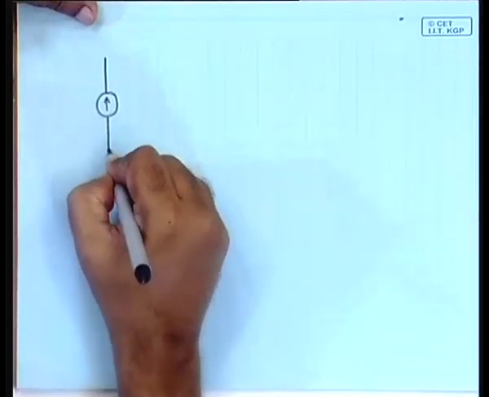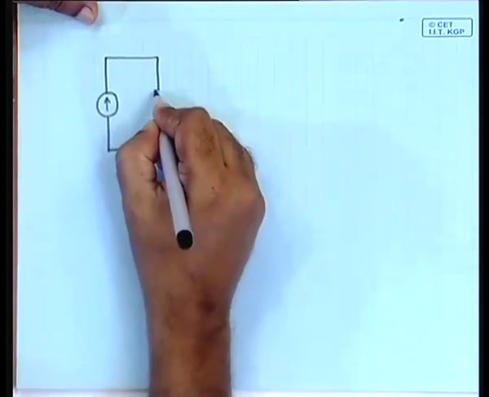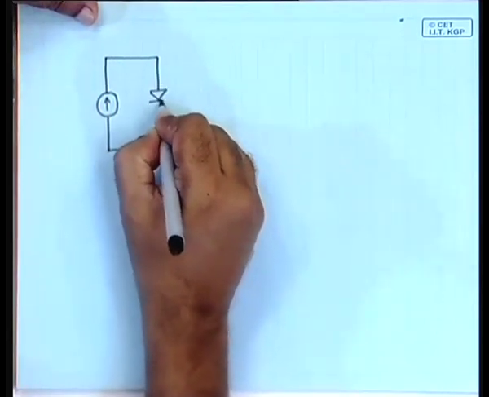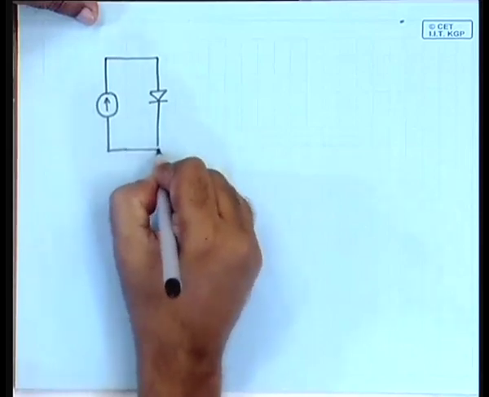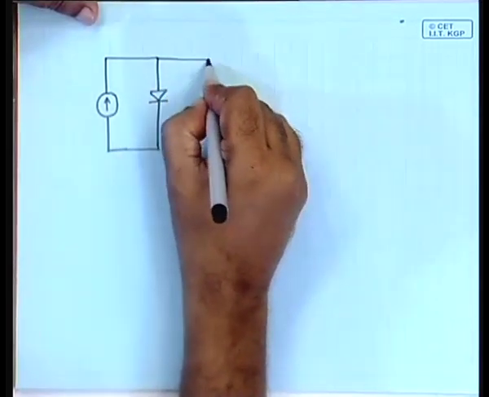We saw that the equivalent circuit of a solar cell is where you have a current source connected in parallel to a diode that is forward biased, connected in parallel.